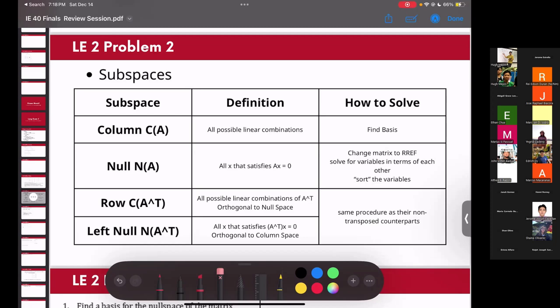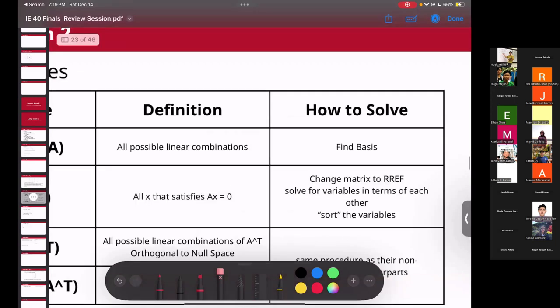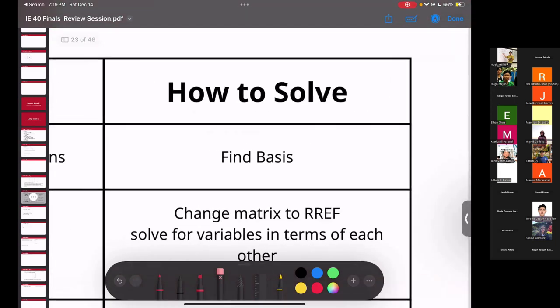And the way you find that is apart from doing all the linear combinations, you also have to find a basis. And the basis is basically the minimum amount of vectors that you need to span a space. And what that just means is, let's say, it's easier to visualize, like if you have, let's say, a plane in 3D, right?